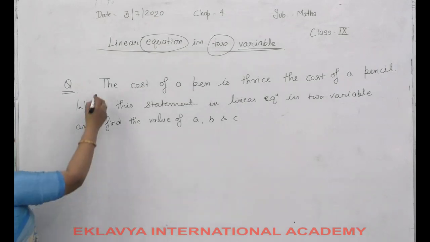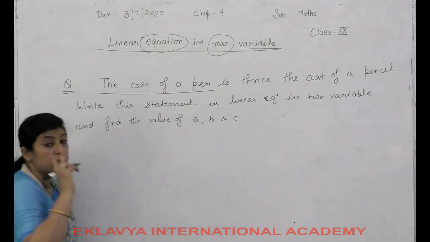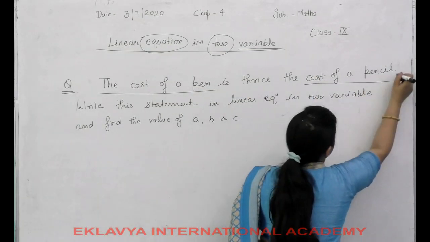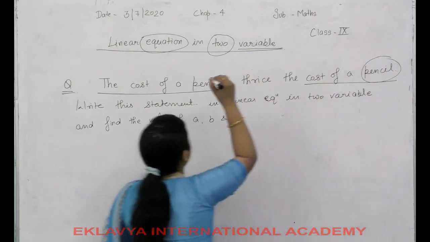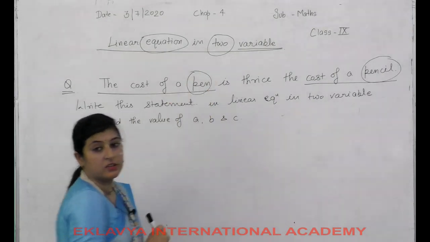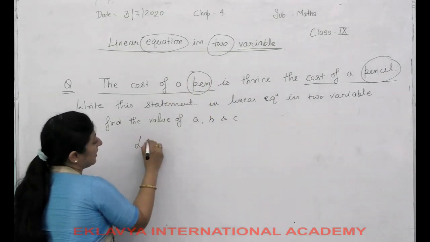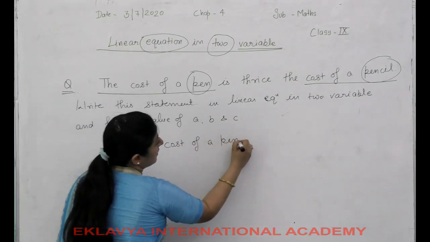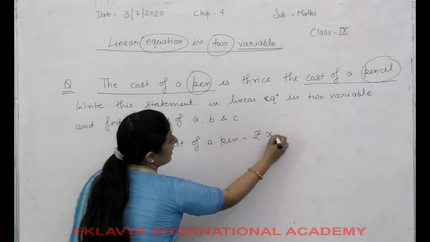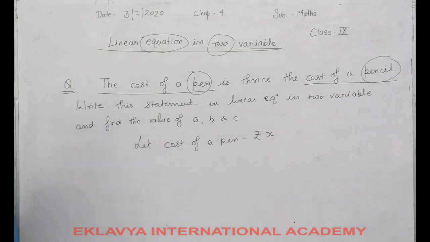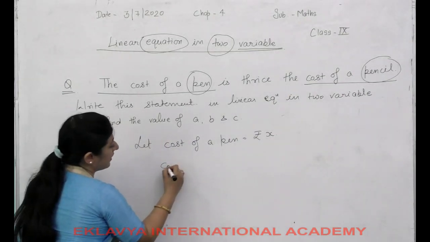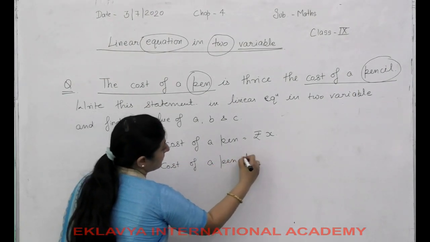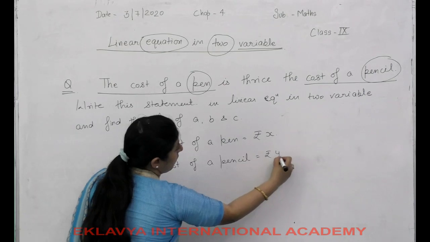The cost of a pen, it means which two variables are here? Cost of a pen and cost of a pencil. So there is one pen and one pencil. So we can write down, let the cost of a pen is equal to rupees x. Another variable we have is the pencil. Cost of a pencil is equal to rupees y.